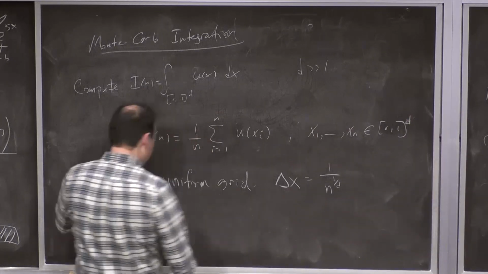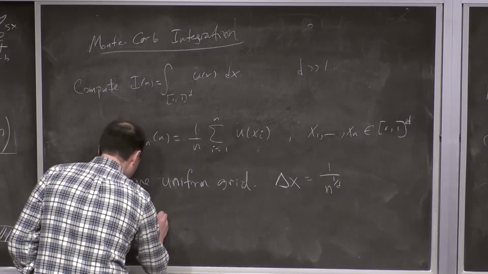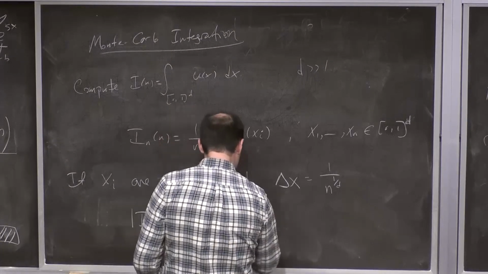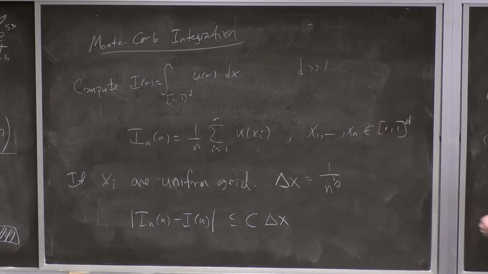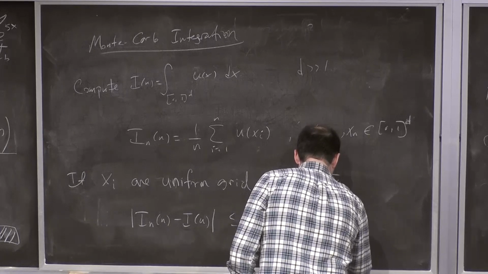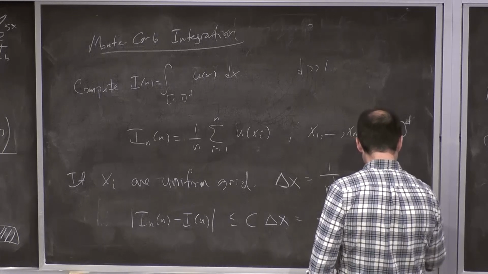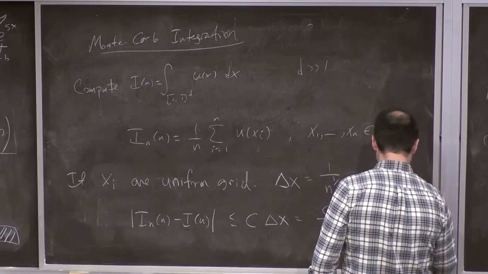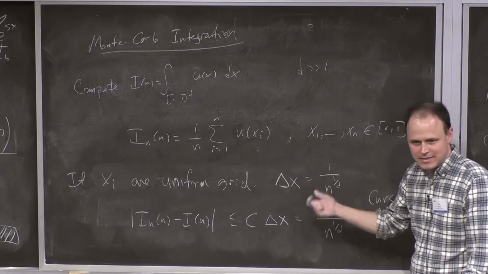And if you just take those to be a grid, and this is a Lipschitz function, the best error estimate you can hope for, which is easy to prove, is that I_n of u minus I of u is less than a constant times delta x, because it's Lipschitz and varies by at most delta x within each cell. This is c over n to the 1 over d, and this is what we call the curse of dimensionality. When d is very large, this is essentially order 1. This is a terrible estimate.